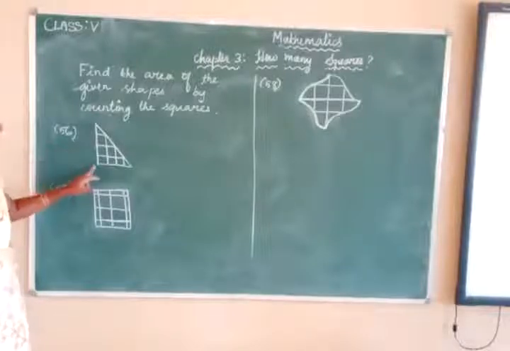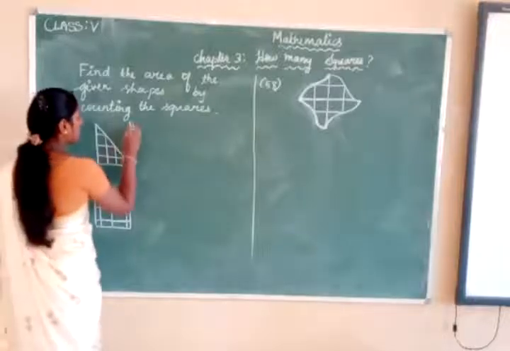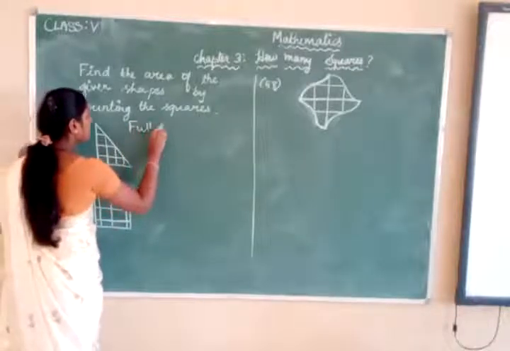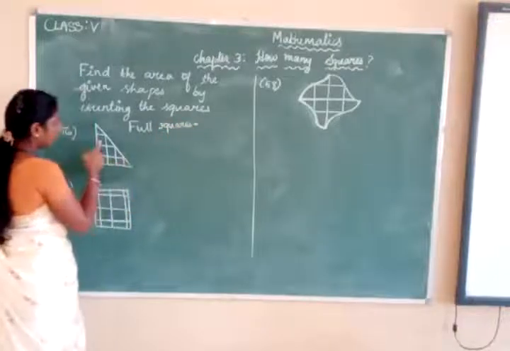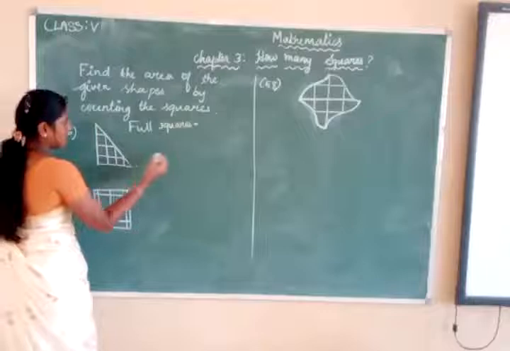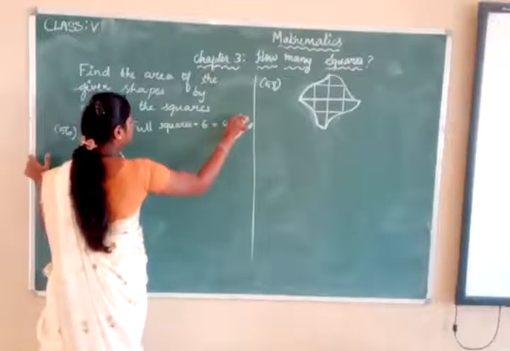C56. What shape is this? Triangle. So let us count how many full squares are here. Full squares: 1, 2, 3, 4, 5, 6. So this is 6 centimeter square.